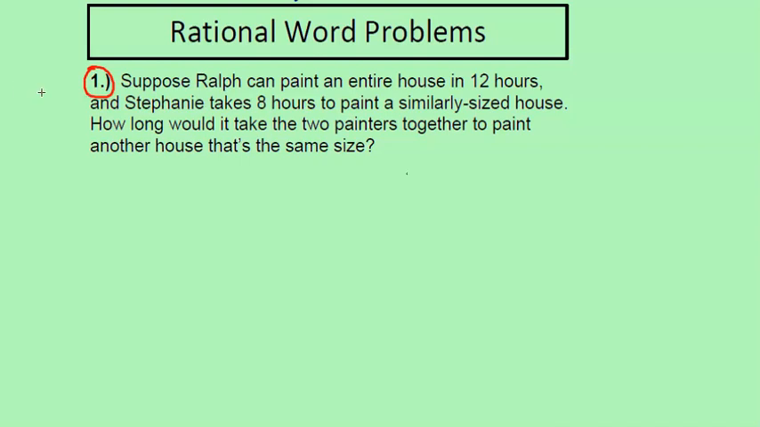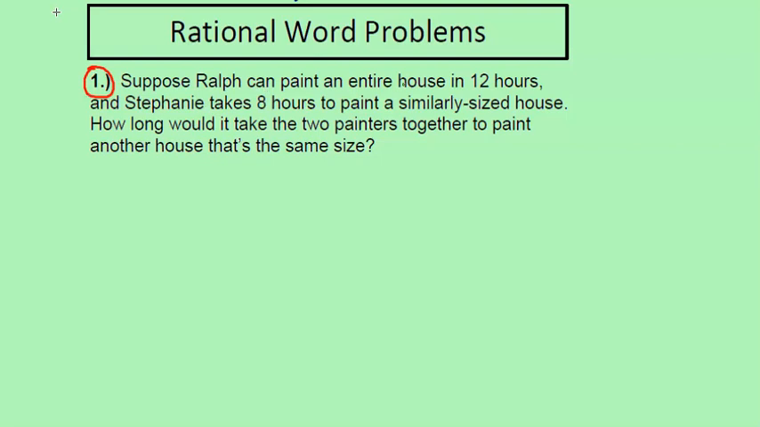Page 28, rational word problems. Let's do some of these together. Number 1, suppose Ralph can paint an entire house in 12 hours, and Stephanie takes 8 hours to paint a similarly sized house. How long would it take the two painters together to paint another house that's the same size?